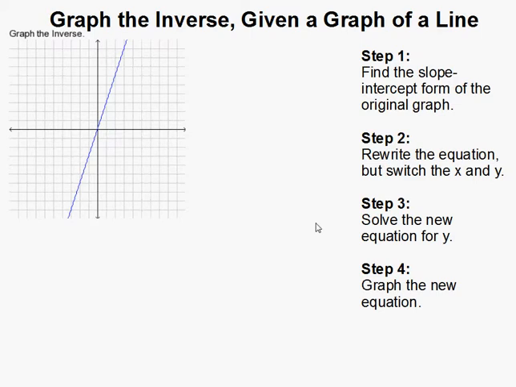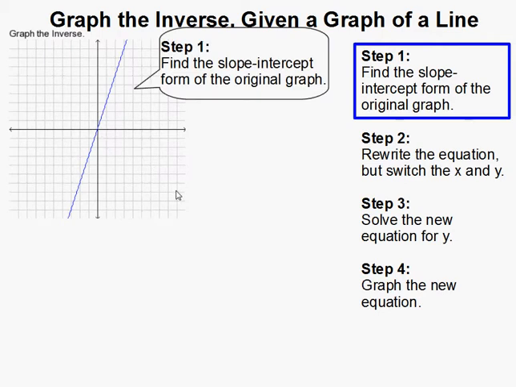Graph the inverse when given the graph of a line. Okay, so we need to find the inverse of this line. And before we can find the inverse, we should find the slope-intercept form of the original line.